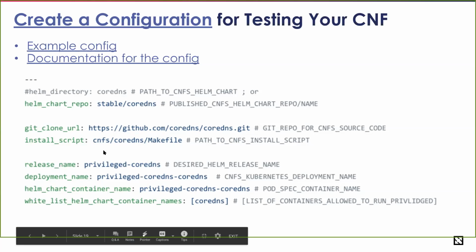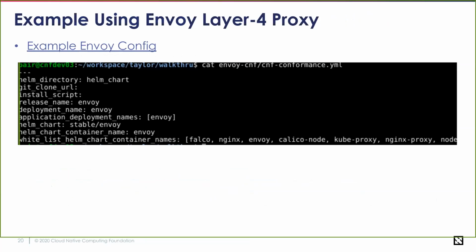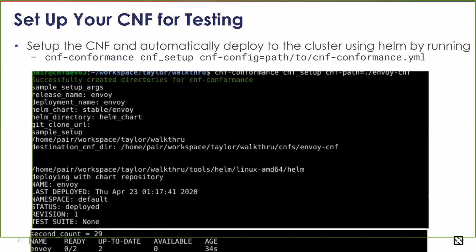And you're going to define all the different things like the chart repo you're pulling from. There's a published chart. There's many other things now in the configuration that's documented. But you're going to configure all of these, and then once that configuration file is ready, you will be ready to run the actual test.